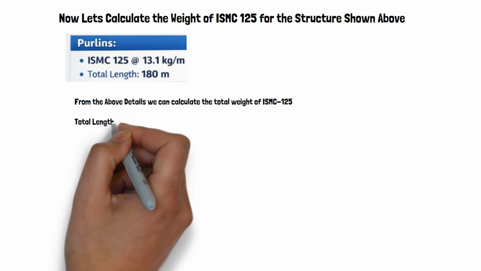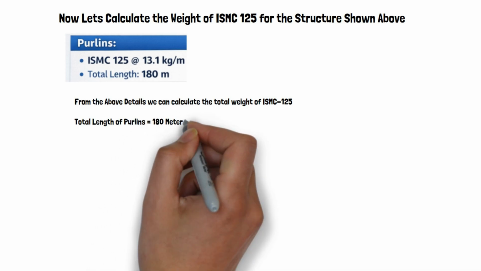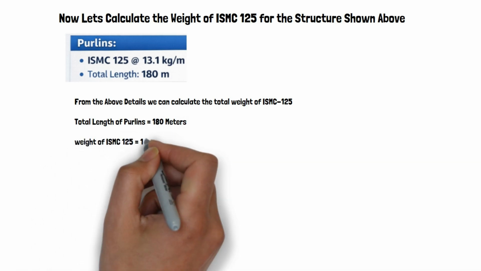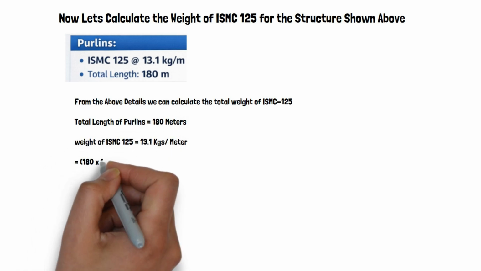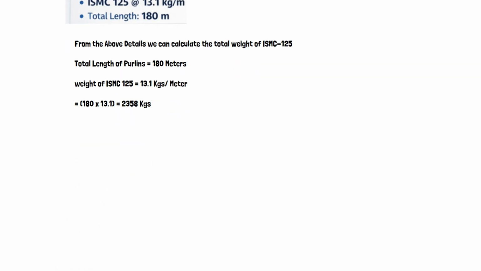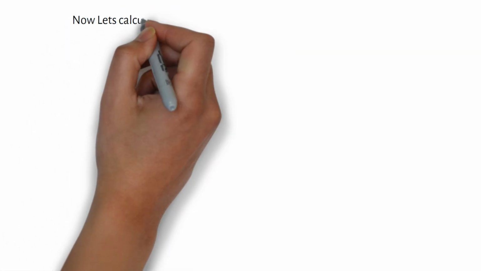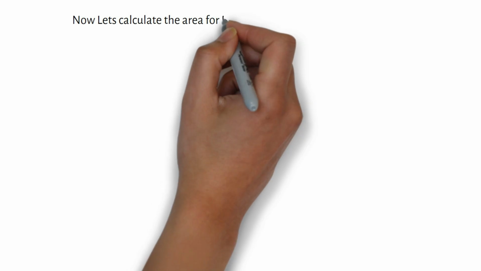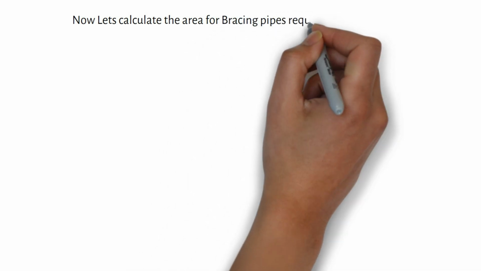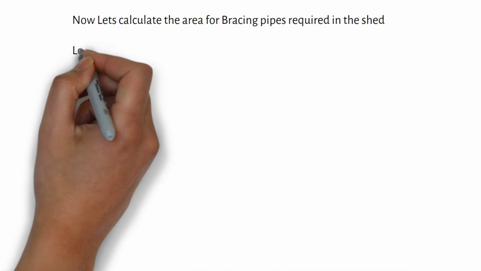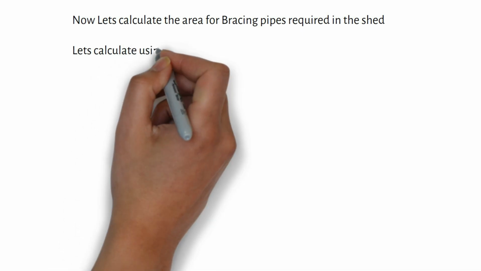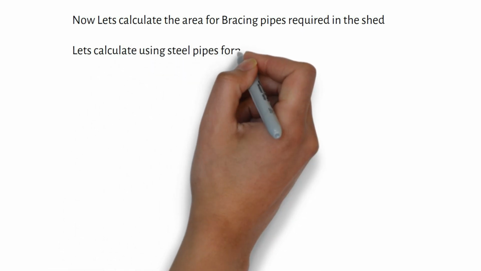The total length of ISMC channel used for purlins equals 180 meters. Now let's find the weight for the bracing pipes required in the shed. Let's calculate using the steel pipes formula as per IS 1239 Part 1.